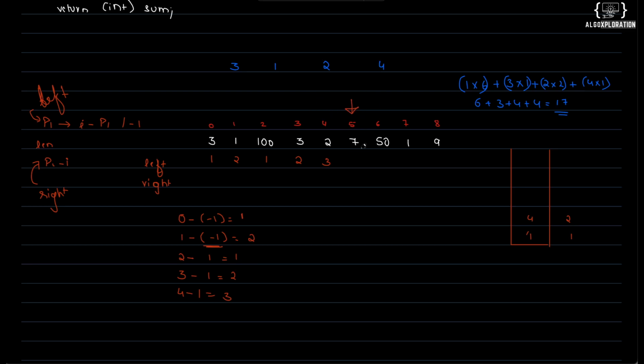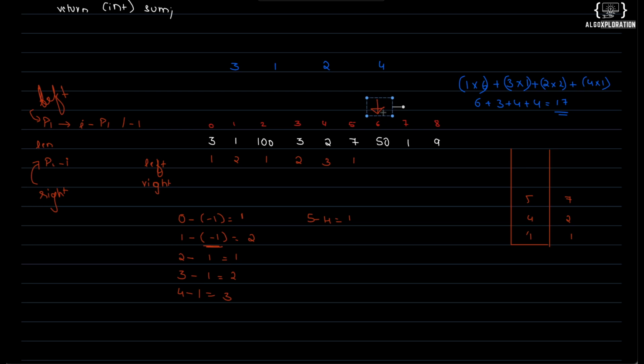Now see, 7, the previous smallest element is present at index 4, so I'll calculate it. So 5 minus 4, the answer is 1. So 1, it means that there is only one element present on the left hand side, which is itself. Store the answer first, 5, and it is 7, and move further.